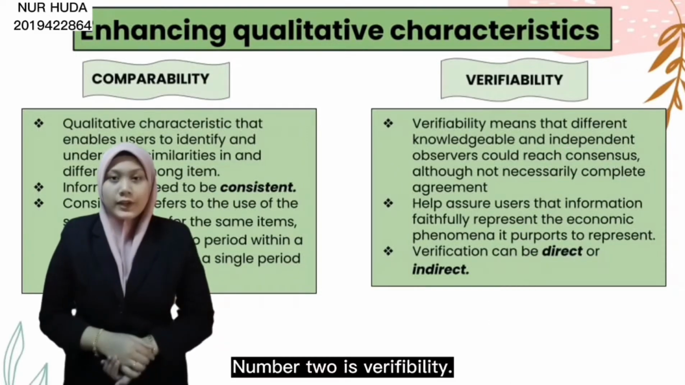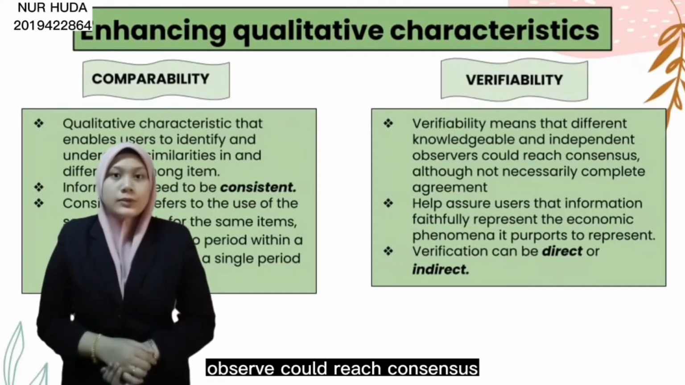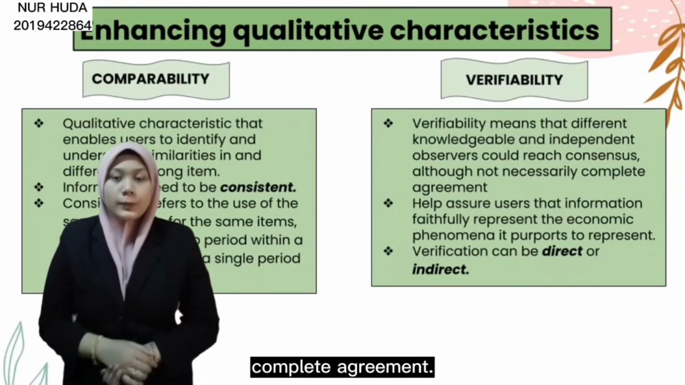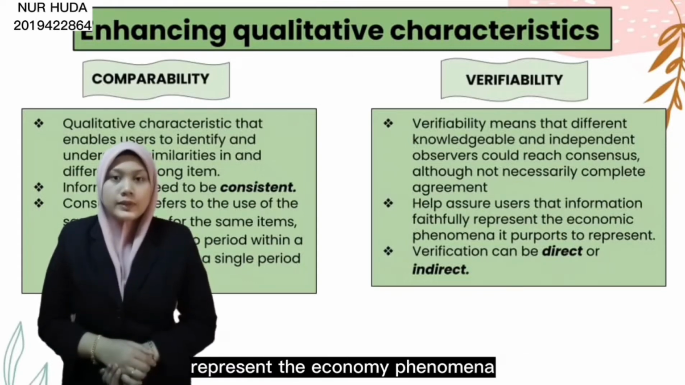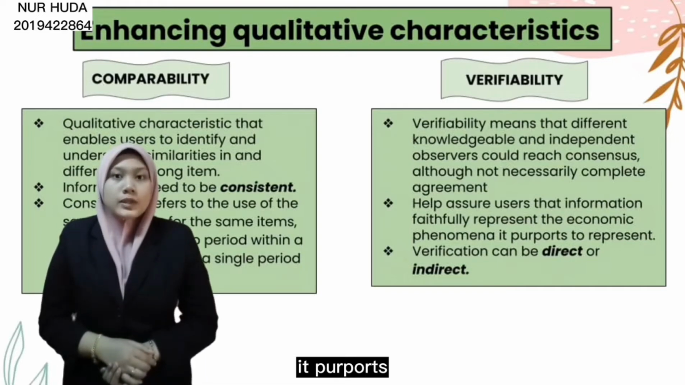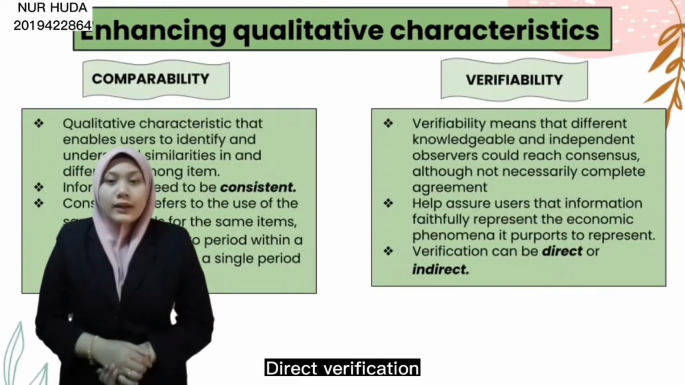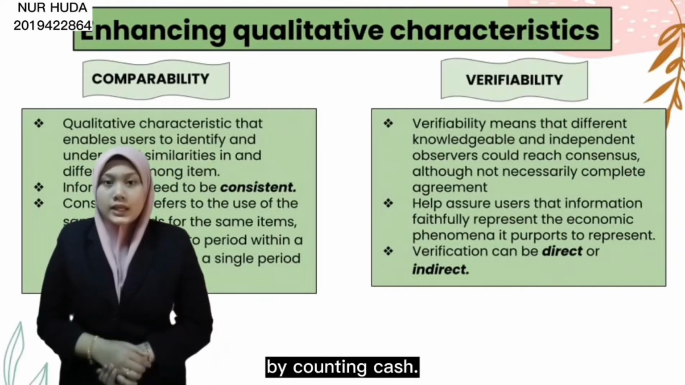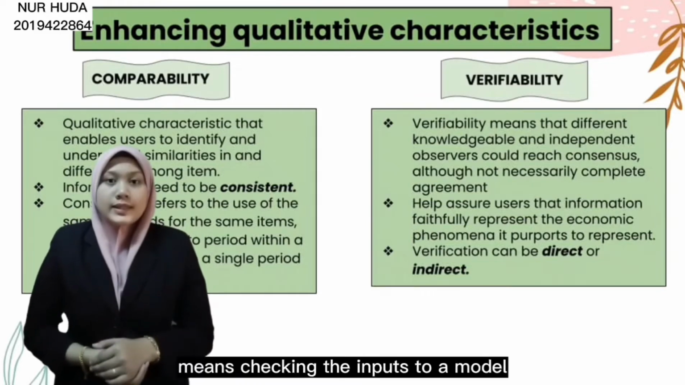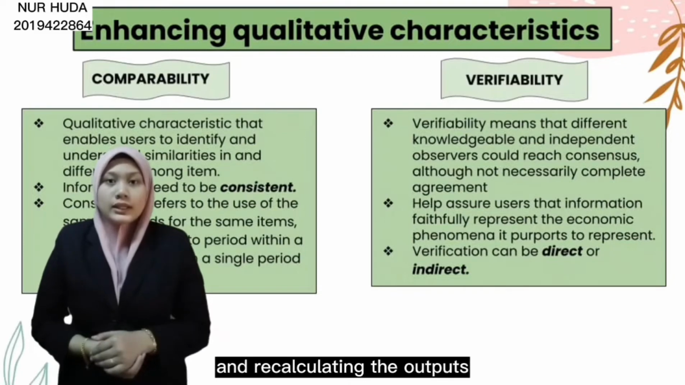Number two is verifiability. Verifiability means that different knowledgeable and independent observers could reach consensus, although not necessarily complete agreement. Verifiability helps assure users that information faithfully represents the economic phenomena it purports to represent. Verification can be direct or indirect. Direct verification means verifying an amount or other representation through direct observation, for example by counting cash. Indirect verification means checking the inputs to a model, formula, or other technique and recalculating the outputs using the same methodology.